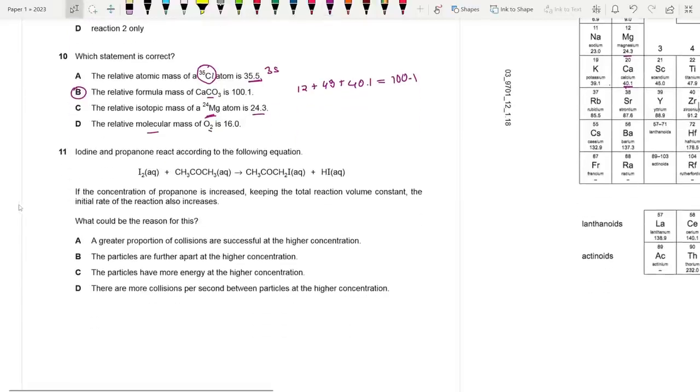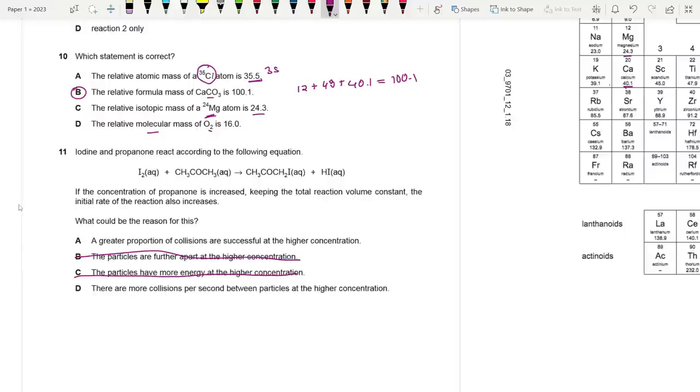Iodine and propanone react according to the following equation. If the concentration of propanone is increased, keeping the total reaction volume constant, the initial rate of the reaction also increases. What could be the reason for this? A greater proportion of collisions are successful at the higher concentration. Okay, this is wrong. They are further apart at higher concentration. They don't have more energy at higher concentration. Now it's between A and D.